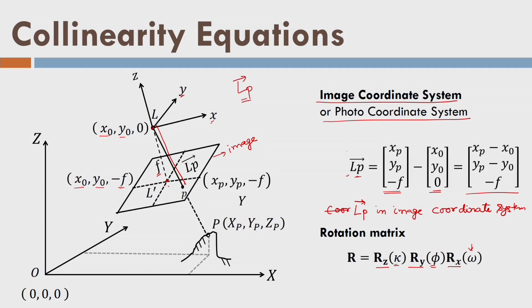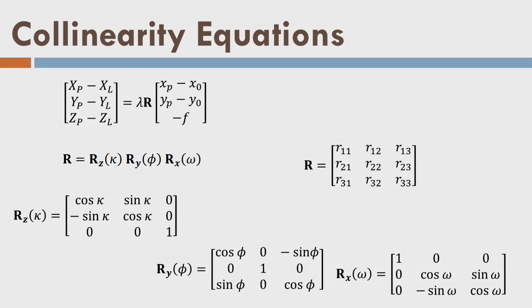That means both are in the same coordinate system now. So, I can easily write the collinearity equation. The collinearity will be like this. That means this is a function of lambda times the rotation matrix and this, where R is given by this, and if I write the 3 by 3 matrix, so R11, R12, all 3 by 3 elements here, where Rz is this, R phi is this, and Rx is this.